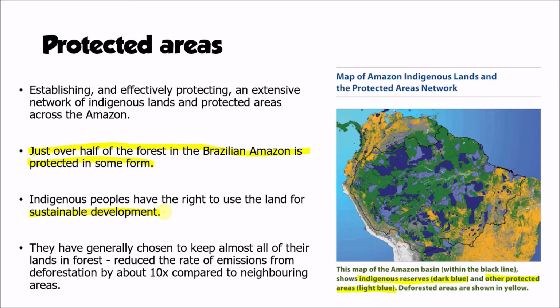What they said was that indigenous people have the right to use the forest sustainably, and actually most of those indigenous groups have chosen to keep almost all of their lands, almost all of that protected area, as forest. And the rates of emissions from those areas are about 10 times lower than neighbouring areas. So those indigenous protected reserves have been very, very effective in bringing down the rates of deforestation and the emissions from that deforestation.